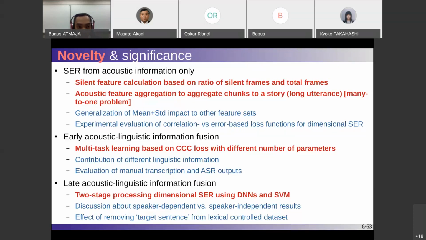In early fusion, I proposed multitask learning based on CCC loss, concordance correlation coefficient, with different numbers of parameters. For the late fusion approach, I proposed two-stage processing to predict dimensional emotion by combining a DNN, deep neural network, and an SVM, support vector machine.